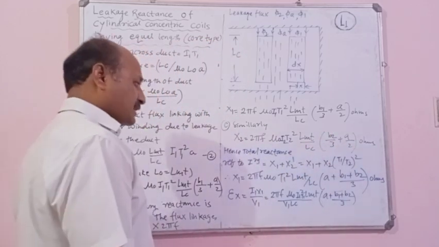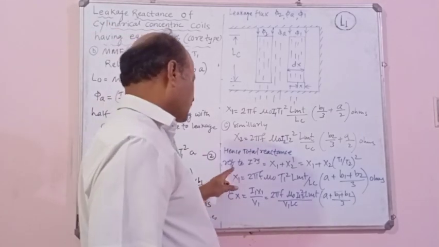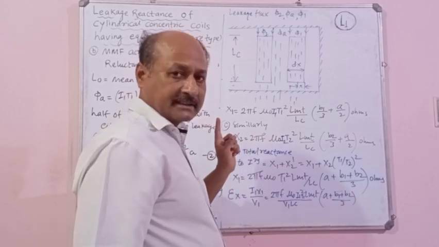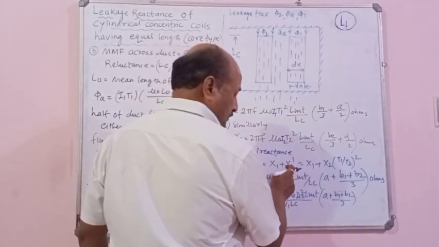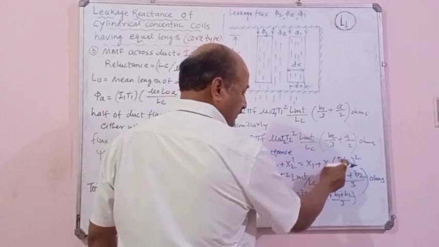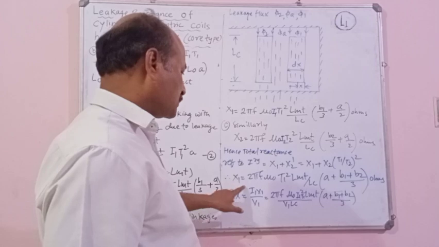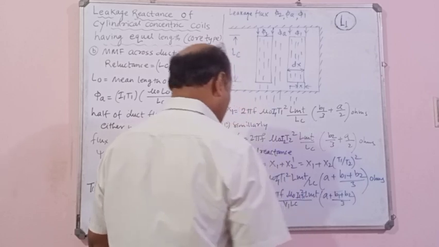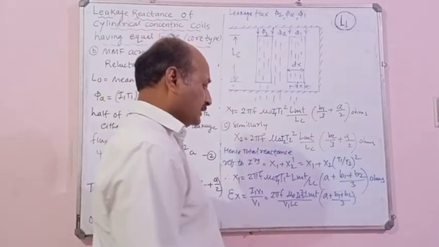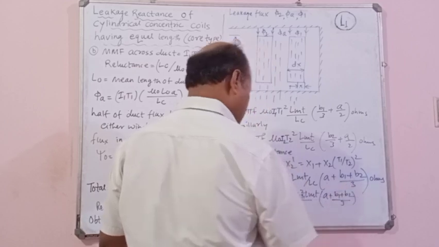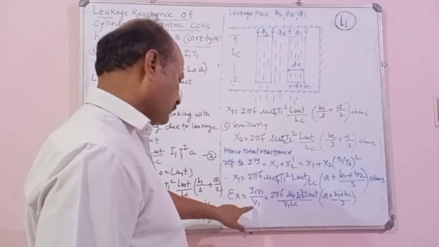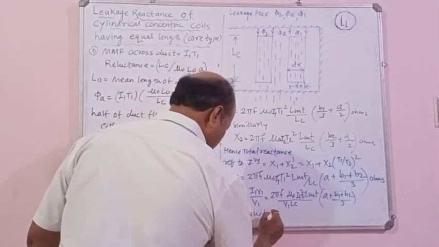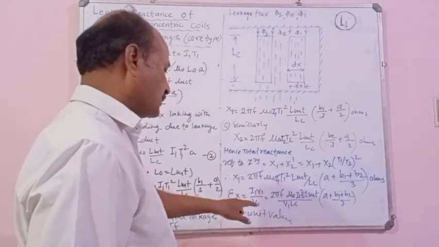Hence the total reactance referred to primary equals the primary leakage reactance plus the secondary reactance transferred from secondary to primary. So x2 dash is given by x2 multiplied by T1 by T2 whole square. So x1 equals 2 pi f mu 0 T1 square, that is I1 into T1 square LMT by LC into A plus B1 plus B2 divided by 3. The per unit value is given by I1 x1 by V1.